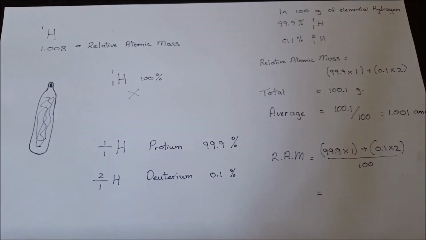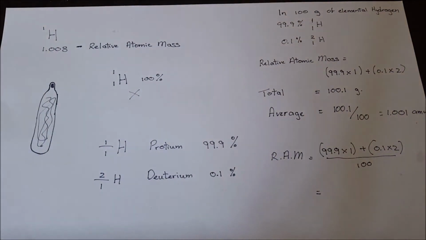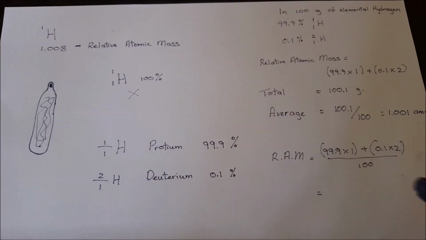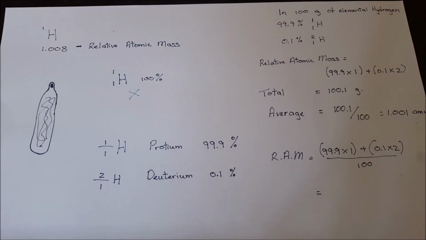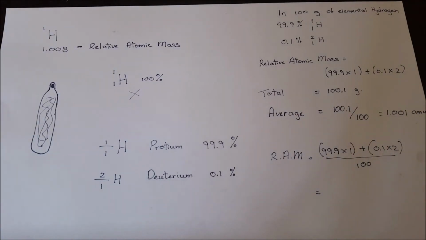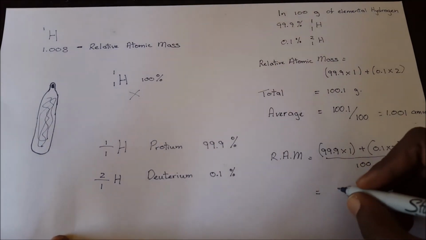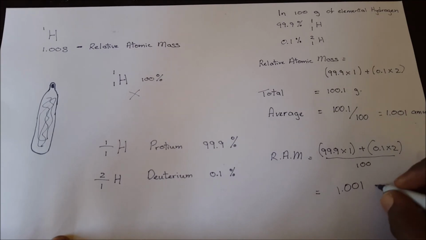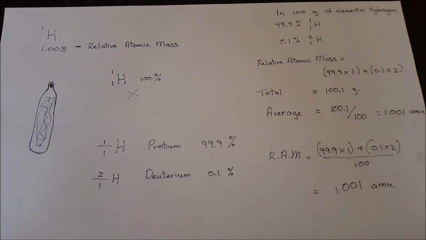Now, if I wanted to circumvent all of that, instead of finding the total and then doing the average, I could simply work with percentages from the jump. I know that my protium has 99.9% abundance, and I multiply that by the mass number of protium, which is 1, and then I know that the abundance of deuterium is 0.1%. I multiply that by the mass number of deuterium, which is 2, and I divide by 100, the percentage, and again I will end up with 1.001 AMU. Guys, I hope you have got that.